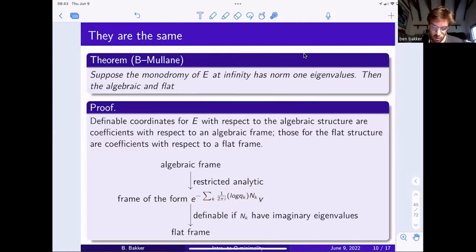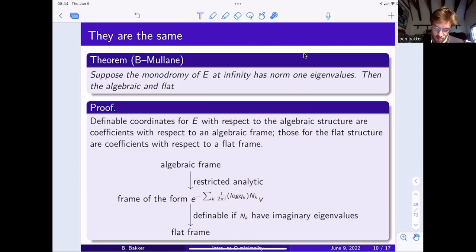On the one hand, the algebraic frame is defined as being the one which analytifies to this analytic structure. What that means concretely is any algebraic frame is related by a change of basis matrix consisting of restricted analytic functions to this frame, because they both give the same analytic structure. And on the other hand, explicitly, we know the change of basis matrix between the flat frame and this frame, because it's just given by this exponential. And this exponential, if all the n_k's have imaginary eigenvalues, is definable.